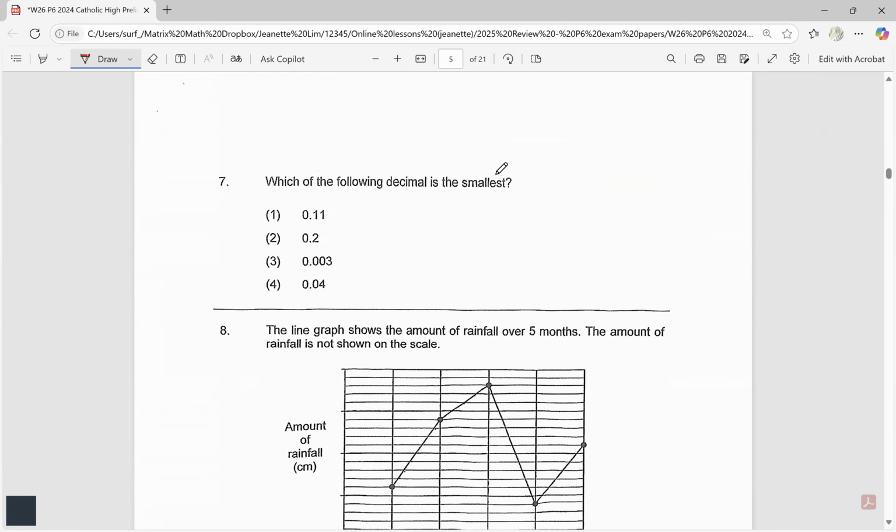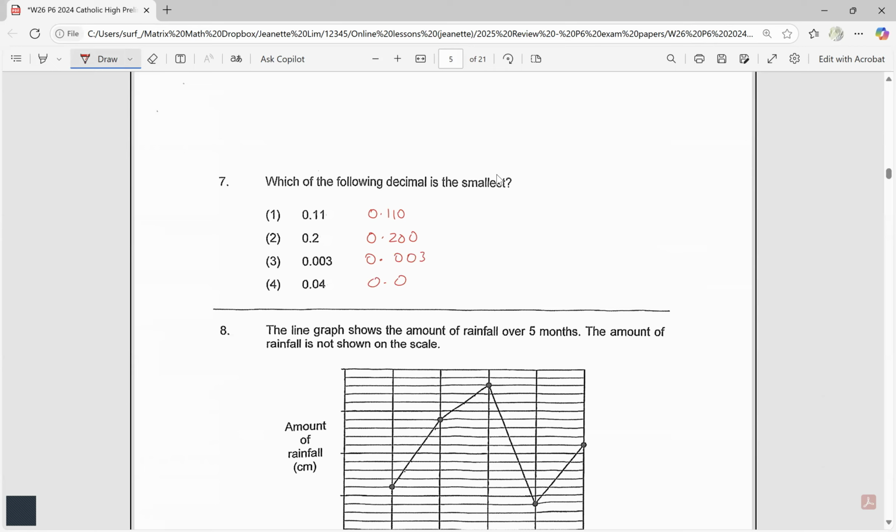Question 7, which one is the smallest? If you want to compare, let's change all to the same number of decimals. So the first one is 0.110, then the next one 0.200, 0.003, 0.040. If you start comparing from the tenth place, the smallest one will be zero. And compare the next place, 0.003 would be the smallest.